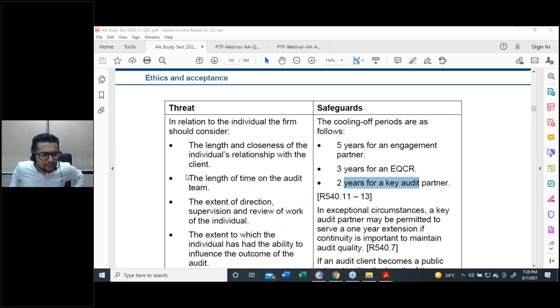Sir, contingency fee is available for non-audit services, right? If that non-audit service is an assurance assignment, then the contingent fee is still not allowed. Now, whether non-audit assignments are assurance-based services, yes, that's a topic in your advanced audit and assurance.